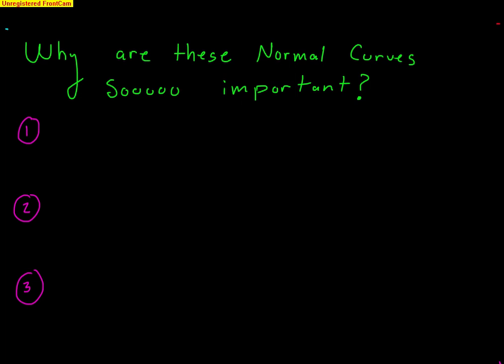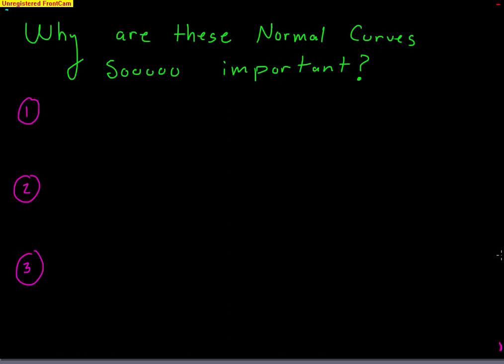All right, why are these normal curves so darn important? Well, they're really important for a couple reasons. One, normal distributions are good descriptions for some distributions of real data. Now, not all data. I say that a lot of data looks normal, but there's also a lot of data that doesn't. But since so much data does look normal, it's why it becomes this pretty popular curve.